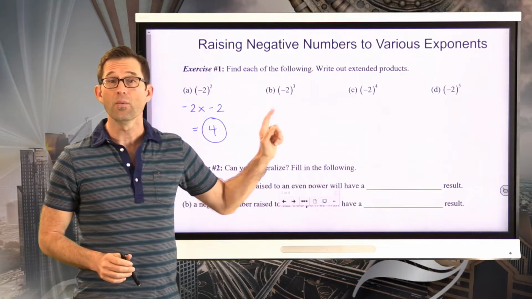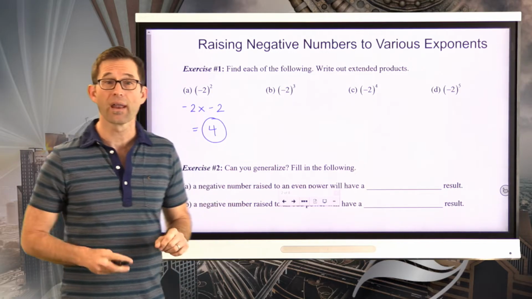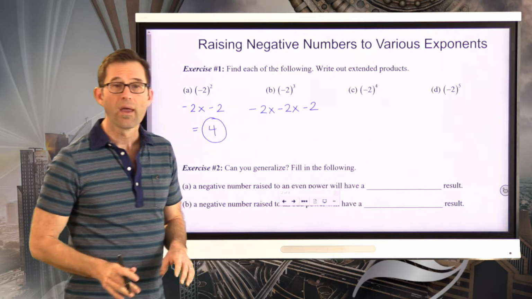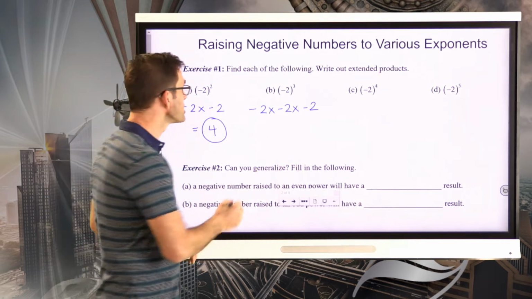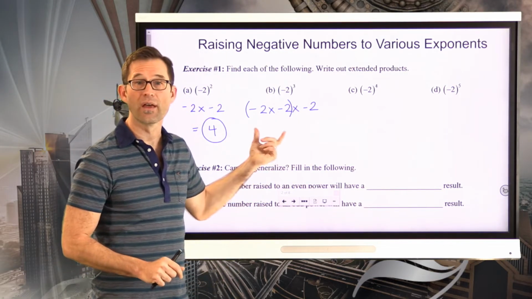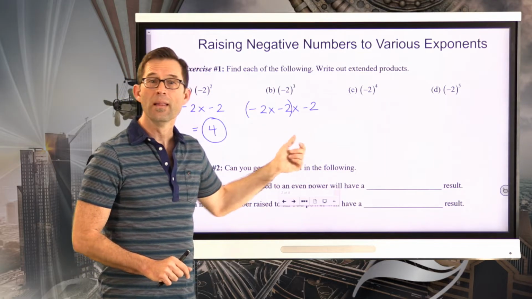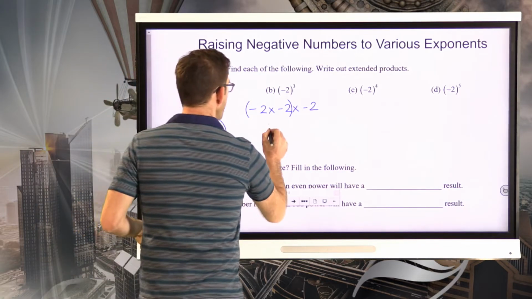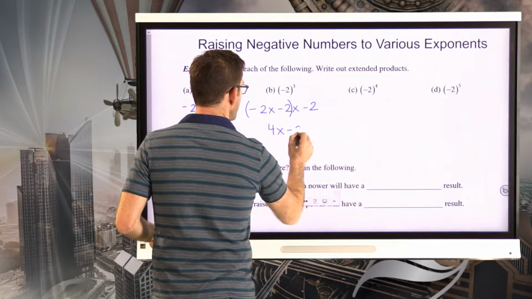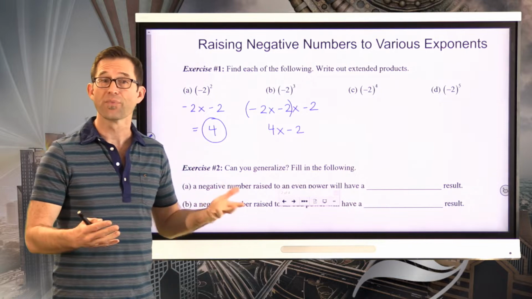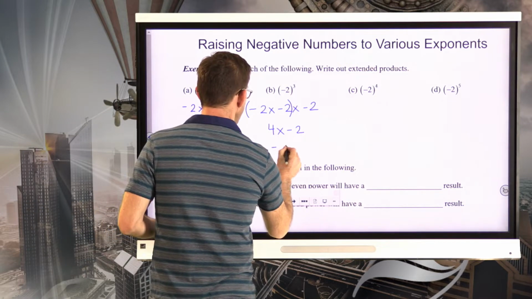Now, on the other hand, in letter B, when we have negative 2 to the third power, let's write that out as an extended product. That's going to be negative 2 times negative 2 times negative 2. And when I'm evaluating something like this, I need to do some grouping. I could say, well, it's negative 2 times negative 2, get that result, and then multiply by negative 2. Keep in mind, we just found out what negative 2 times negative 2 was. It's positive 4. So all of this is going to be positive 4 times negative 2. And now, because I have a positive times a negative, my result has to be negative. Specifically here, it must be equal to negative 8.